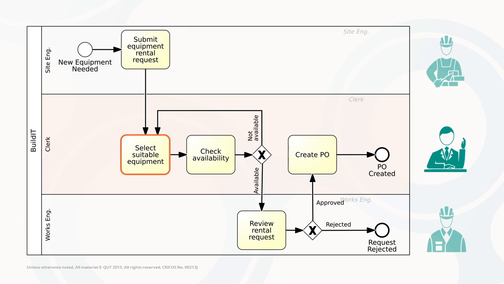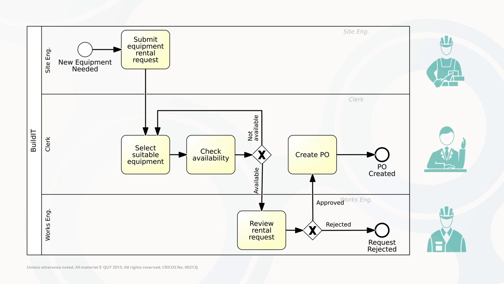clerk enters the requirements of the site engineer, for example, in a supplier's catalog system, checks for the availability of an equipment that fits the requirements, and then recommends that the equipment be rented to the works engineer, and the works engineer reviews the rental request and either approves it or rejects it.